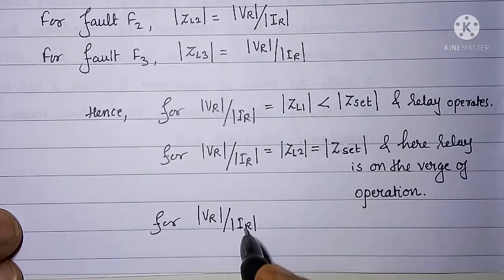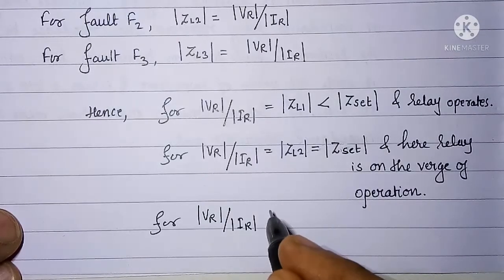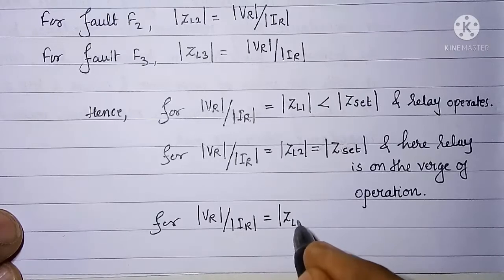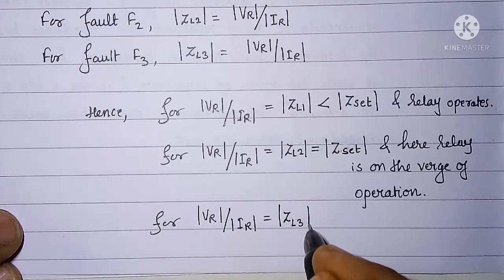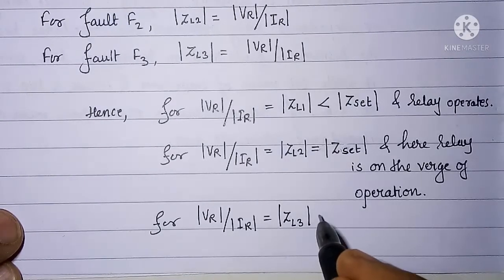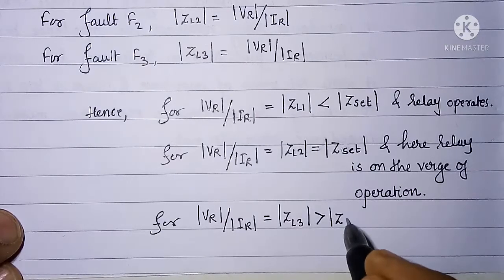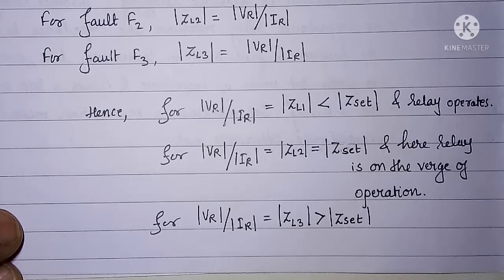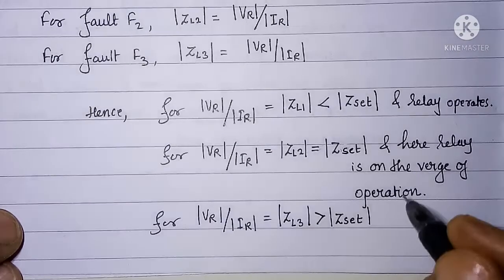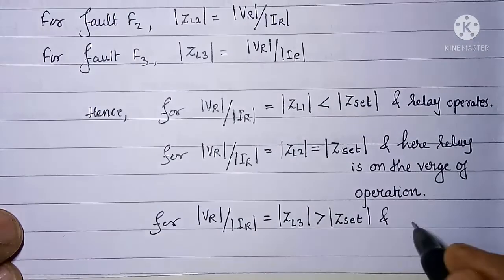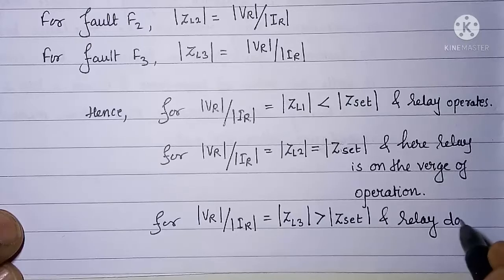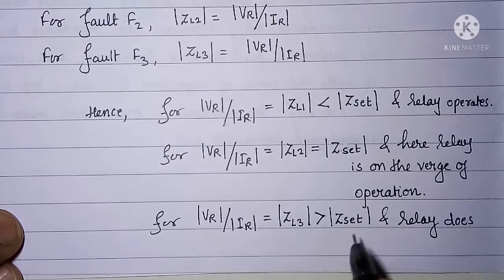For VR magnitude by IR magnitude equal to ZL3, we have ZL3 more than Z set, and relay does not operate here.